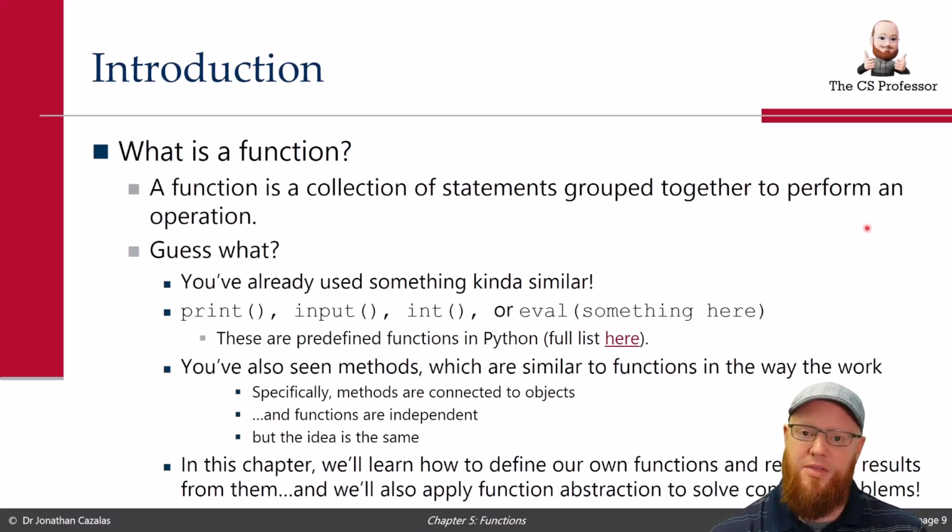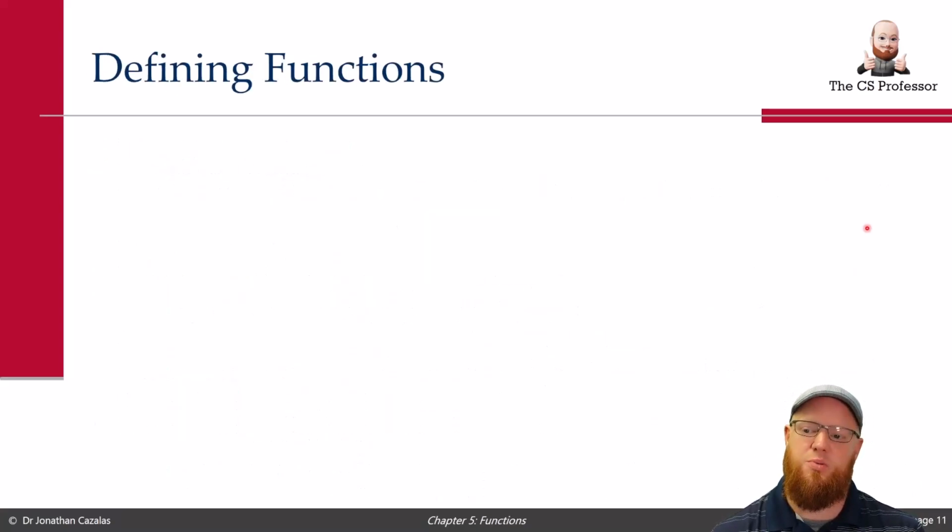The only difference is that methods are connected to particular objects, such as a string object. We can make the characters of that string lowercase or uppercase. But the overall idea of a function and a method are the same: a collection of statements that are grouped together to perform a particular task. So in this chapter, we're going to cover making our own functions, defining our own functions, writing our own functions. It's going to be super, super cool.